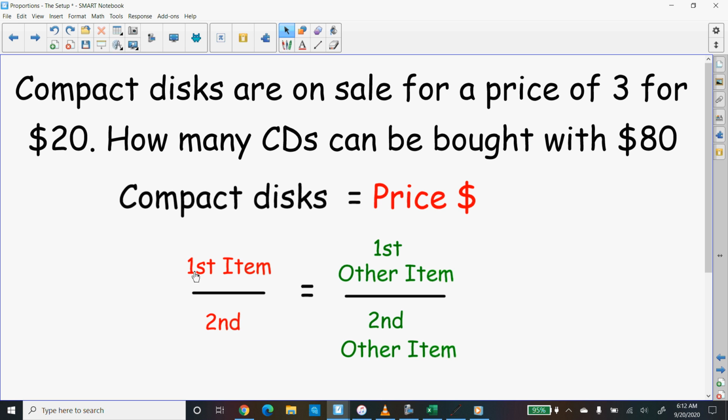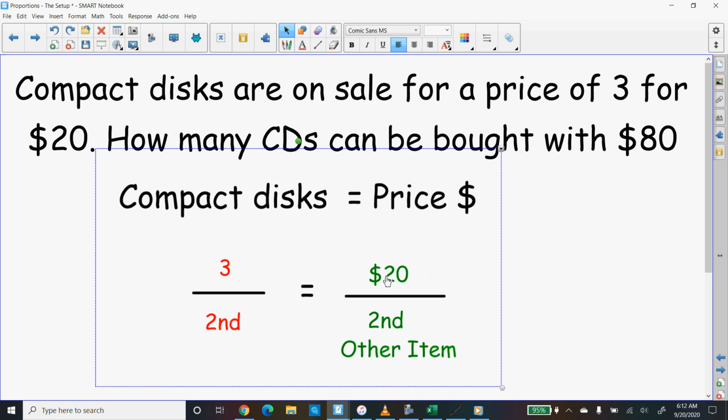Well, let's make our fraction. Remember, the first item over the second item is equal to the first of the other item over the second other item. So the first item, what was the first item they mentioned? That was the 3. The 3 compact discs. So we'll have a compact disc on this side and a price on that side. So what was the first of the other item that they mentioned? That was the $20. So the $20 is what the price was for the 3 discs.